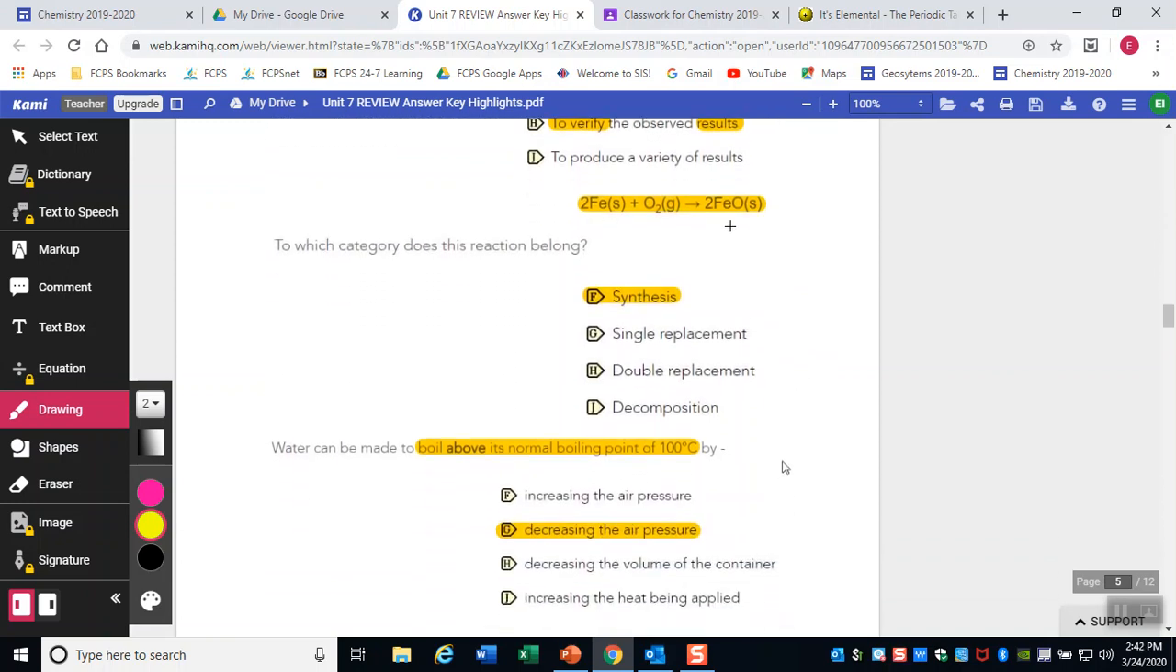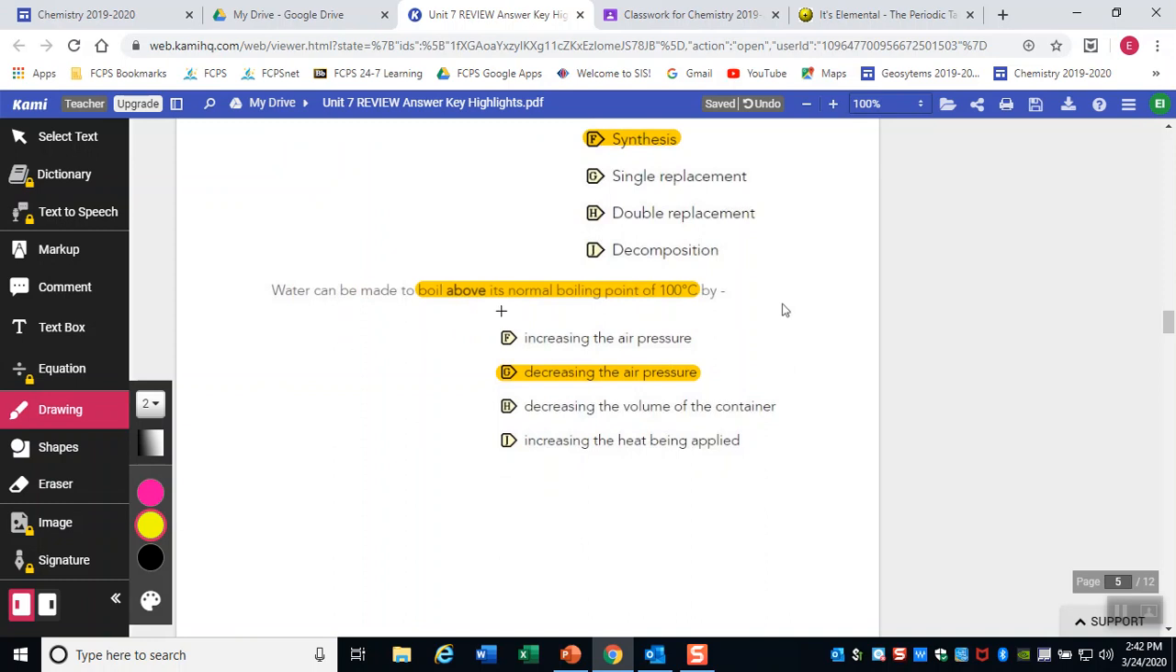So here we have this reaction. I have 2 reactants and I have 1 product. So that's got to be synthesis. All right. Synthesizing. I'm putting things together and I'm making one thing.